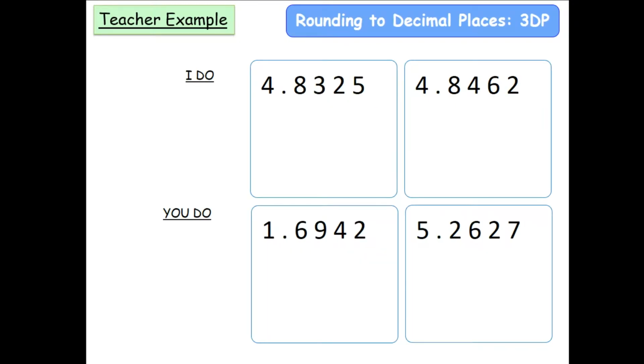Okay, next set of questions now. Now we'll be rounding to 3 decimal places. Okay, so now same thing. We find where our decimal point is. Now we have to count 3 numbers. 1, 2, and 3. Now my line is going to go between the 2 and the 5. So now look at the 5. Is 5 5 or more? Yes, it is. Okay, so now I have to round up. Okay, so now my answer is 4.833.